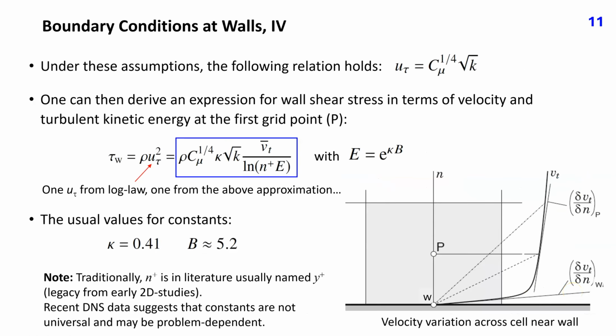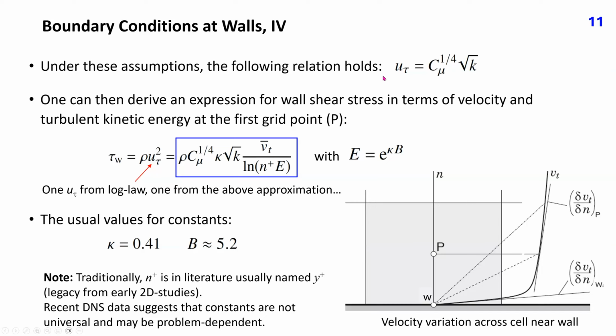Under the assumptions from slide 10, the following relation between shear velocity and turbulent kinetic energy holds. U tau equals C mu to the power of 1 quarter times square root of K. One can then derive an expression for wall shear stress in terms of velocity and turbulent kinetic energy at the first grid point P, given by this expression. Wall shear stress tau wall equals rho U tau squared, and then equals to this expression. Here, shear velocity squared was expressed as a product of two approximations, one stemming from the log law shown in slide 10 and one from this expression.